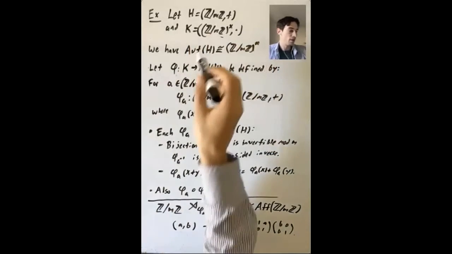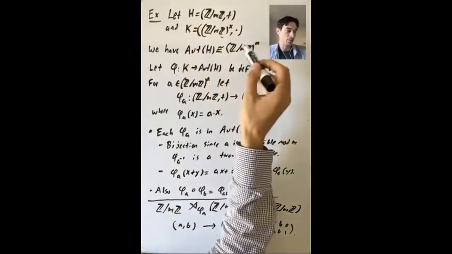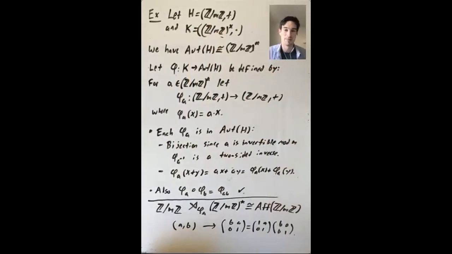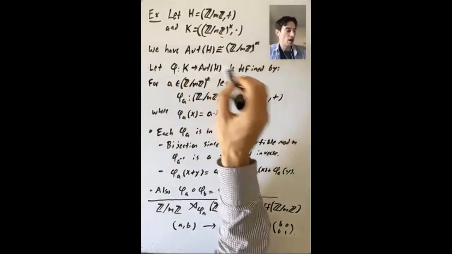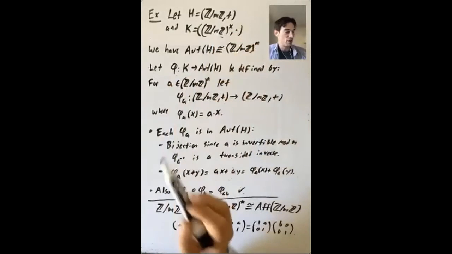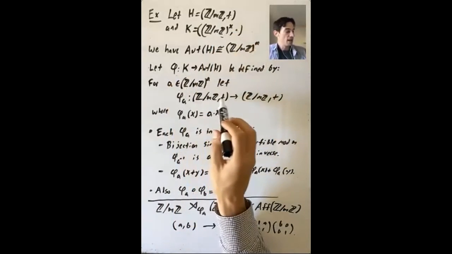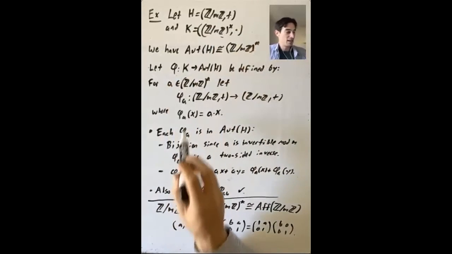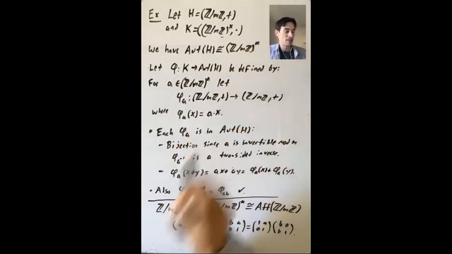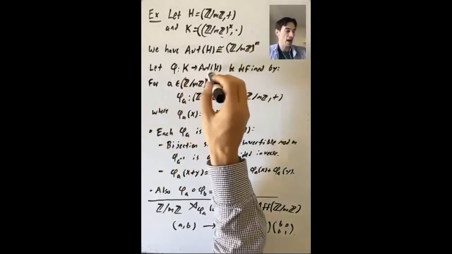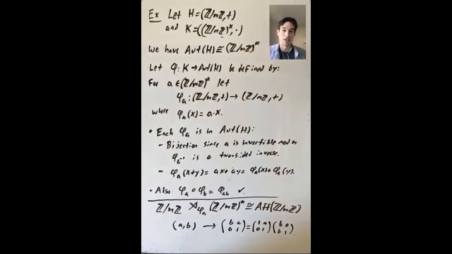All right, so what's the automorphism group of H? It's isomorphic to Z mod MZ cross, the same thing. So invertible elements with multiplication. Let's define a function from K to Aut(H) where, for any A in Z mod MZ star, we let phi_A go from Z mod MZ plus to Z mod MZ plus by sending X to A times X. So we're going to take in an element of K and output an automorphism of H.